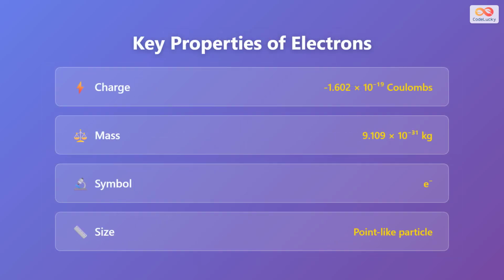Let's look at the key properties of electrons. The charge of an electron is negative 1.602 times 10 to the power of negative 19 coulombs. This is called the elementary charge. The mass of an electron is incredibly small, just 9.109 times 10 to the power of negative 31 kilograms. Electrons are represented by the symbol e minus. Finally, electrons are considered point-like particles, meaning they have no measurable size.